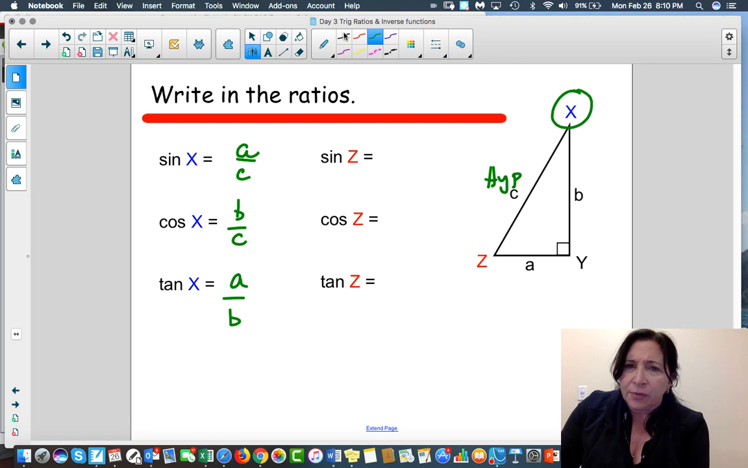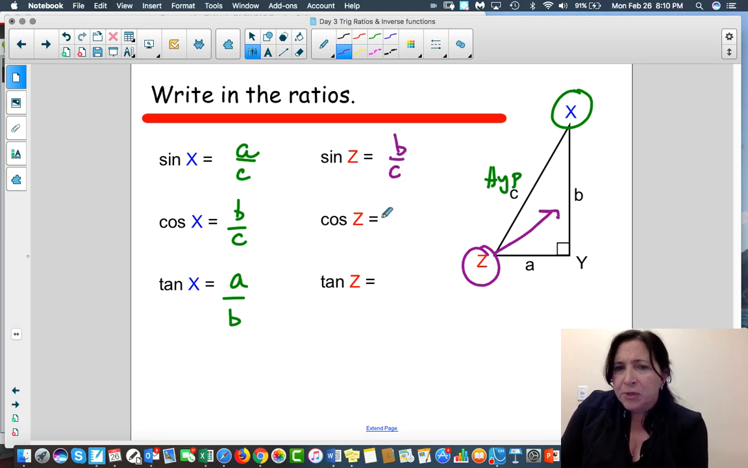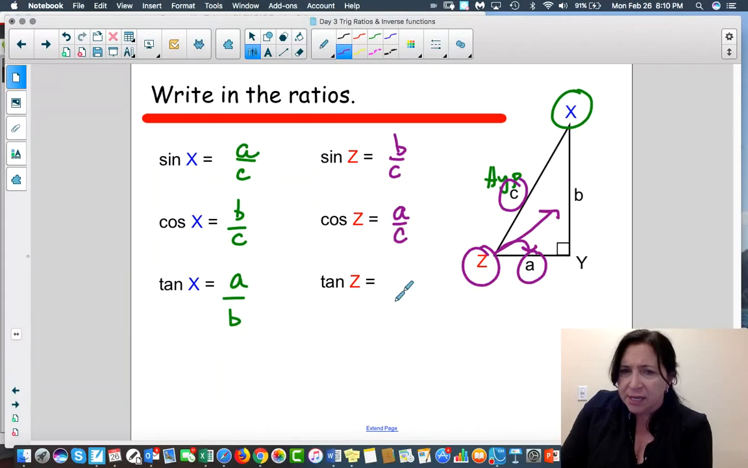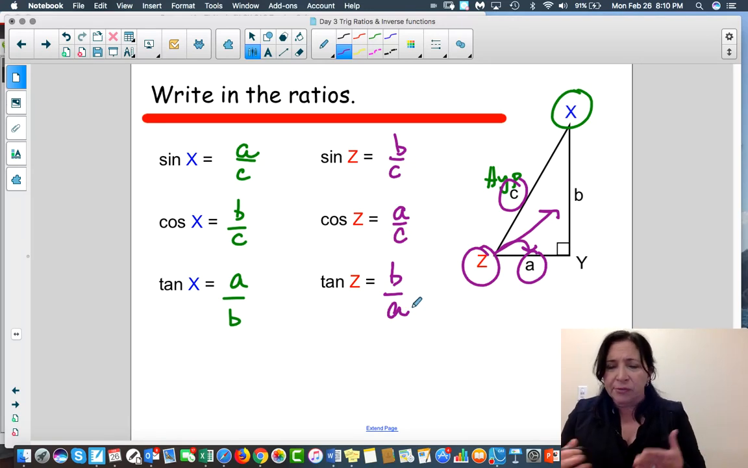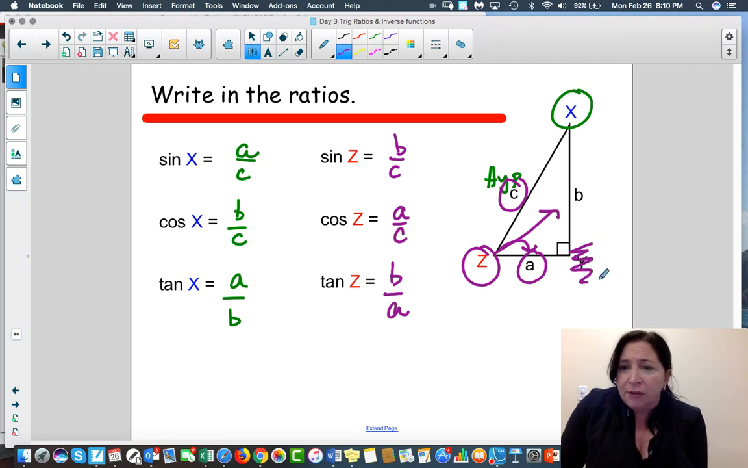Sine of z, now this is telling me that I'm moving. So now I'm here. So sine is going to be opposite over hypotenuse, so that's B over C. Cosine is going to be adjacent over hypotenuse, so that's going to be A over C. And tangent is going to be opposite over adjacent, which is B over A. And again, it just matters where you're standing, which vertex you're at, and you're not ever going to be at that right angle, ever.